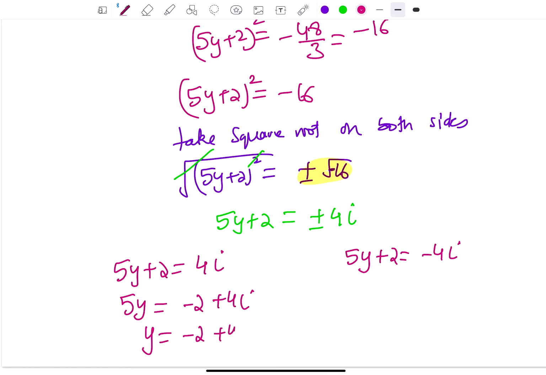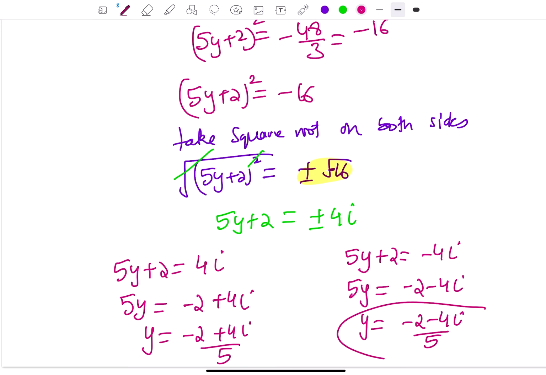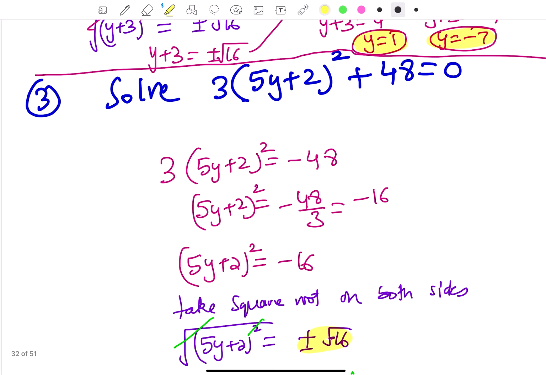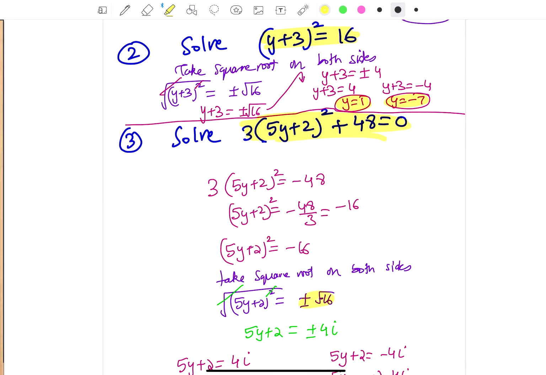y would be negative 2 plus 4i divided by 5. And from the second equation, 5y is equal to negative 2 minus 4i. Y is equal to negative 2 minus 4i divided by 5. So there's our two solutions that make our given equation true. If we plug y as any of these, they both make the given equation left-hand side equal to right-hand side.